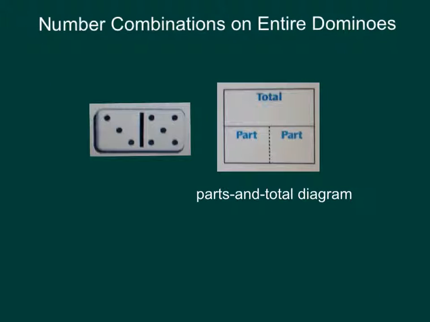Now we are going to look at number combinations on entire dominoes. Boys and girls, right here I have a domino. And if you look at this domino, it has 2 parts. This side has 3 dots, and this side has 5 dots. There is a third number that corresponds to this domino. I want you to think about what is the total number of dots on both halves of this domino.